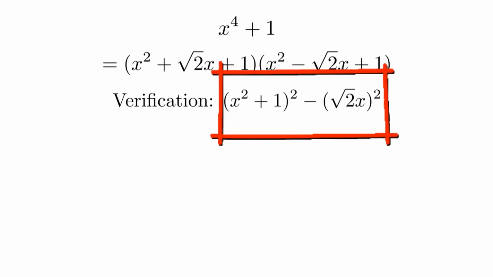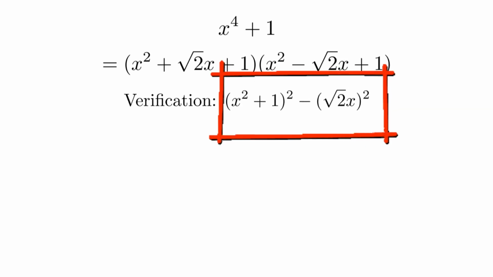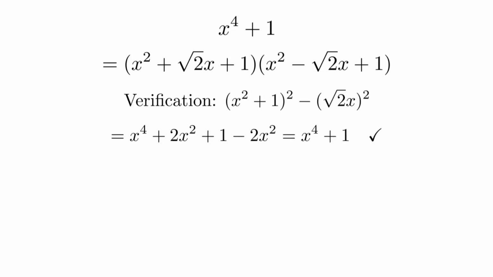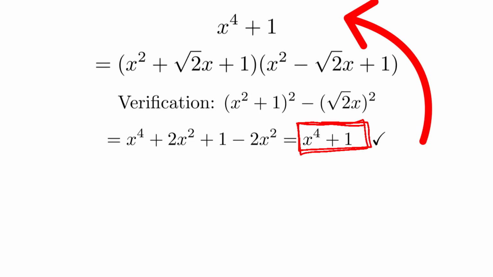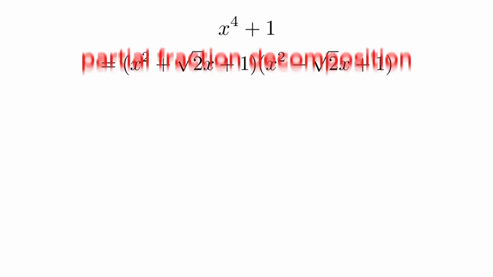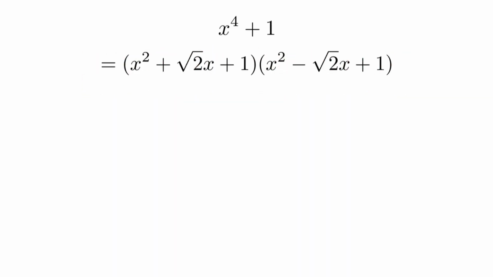Multiply the two quadratic expressions using the difference of squares. The middle terms cancel, and the result simplifies back to x to the power 4 plus 1, so the factorization is correct. Now we use partial fraction decomposition. Since each denominator is quadratic, each numerator must be linear.